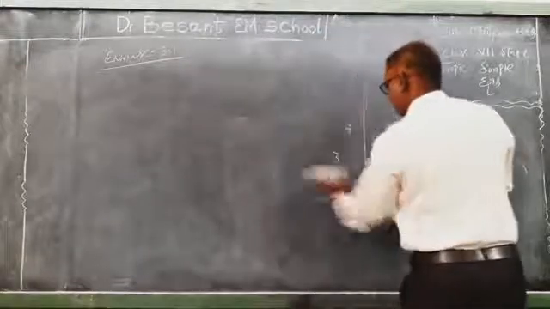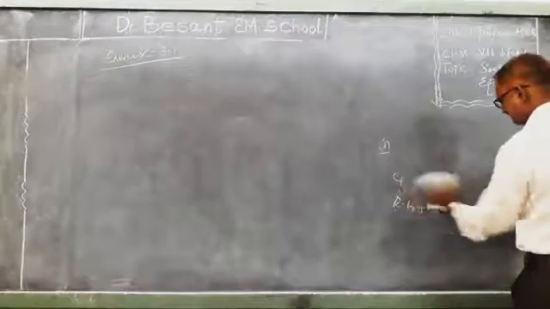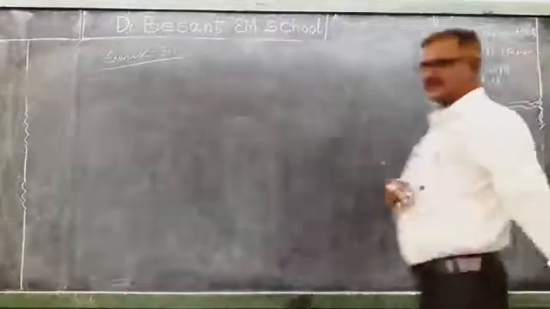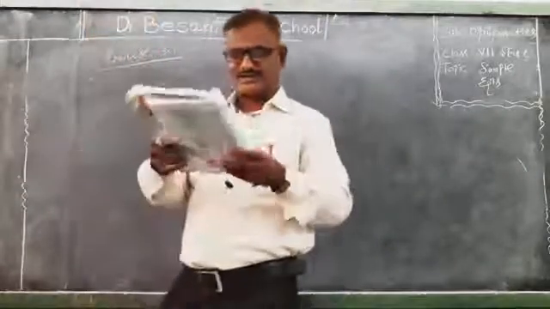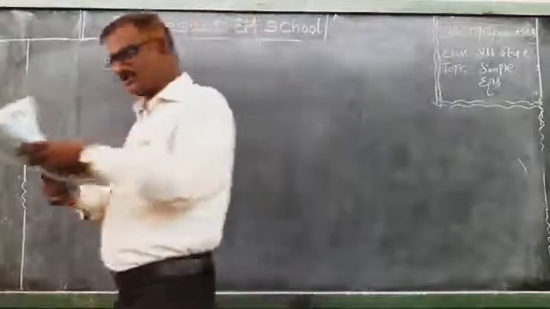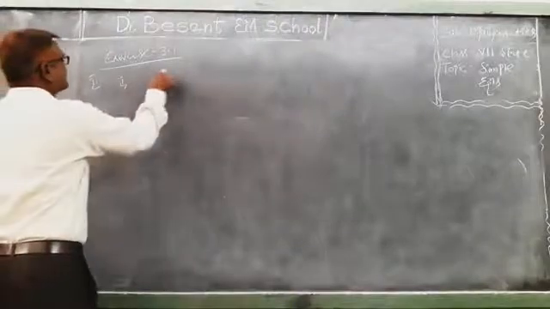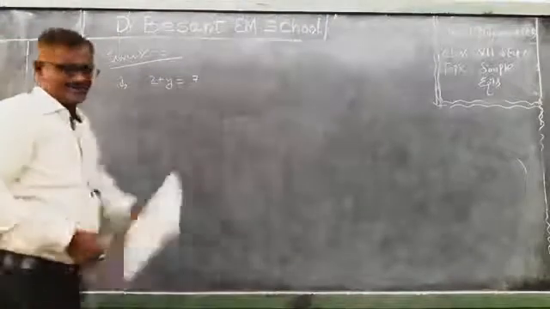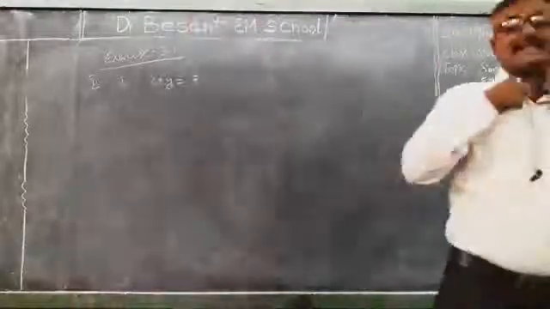Children, we completed the first Roman numeral of exercise 3.1. Now come to exercise 3.1, second Roman numeral. What is it? Solve the following equations by trial and error method. What is the first equation? 2 plus y is equal to 7.